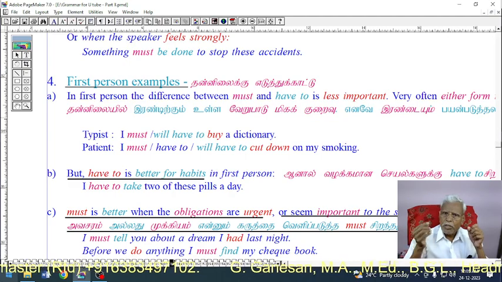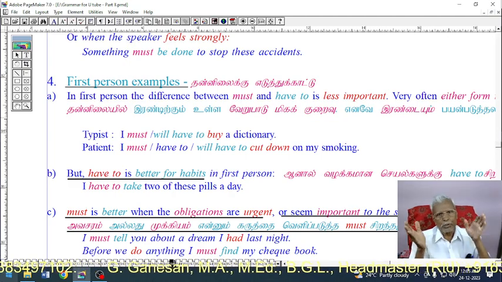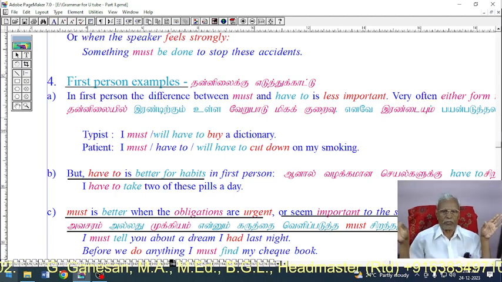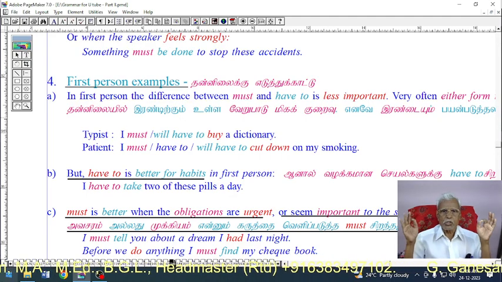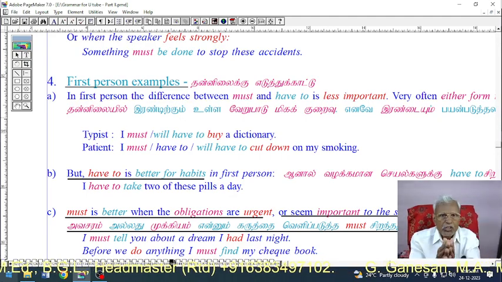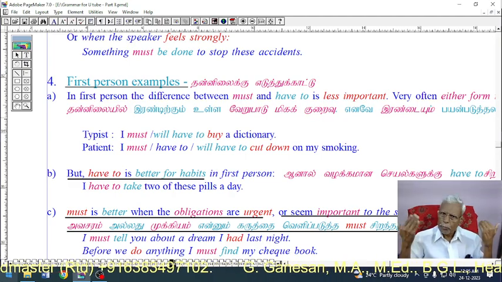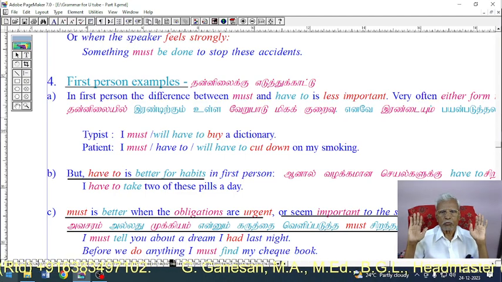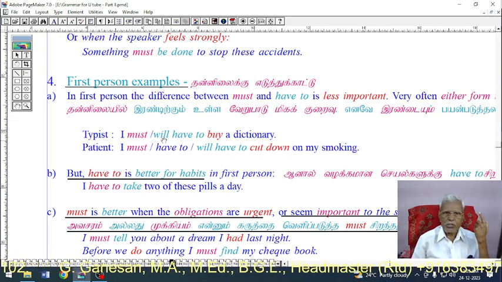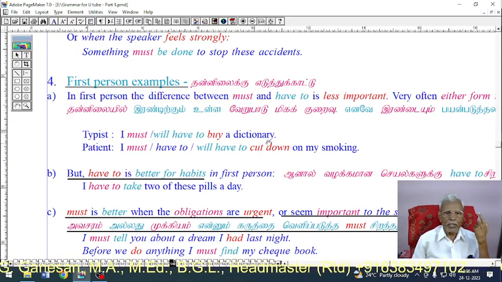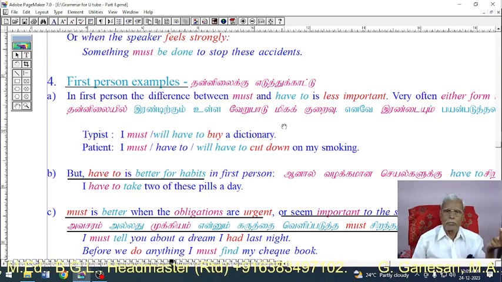Dear students, regarding the uses of must and have to in the first person, there is very little difference between them. So, either must or have to could be freely used for I and we. Typist: I must buy a dictionary, or I have to buy it, or I will have to buy it.